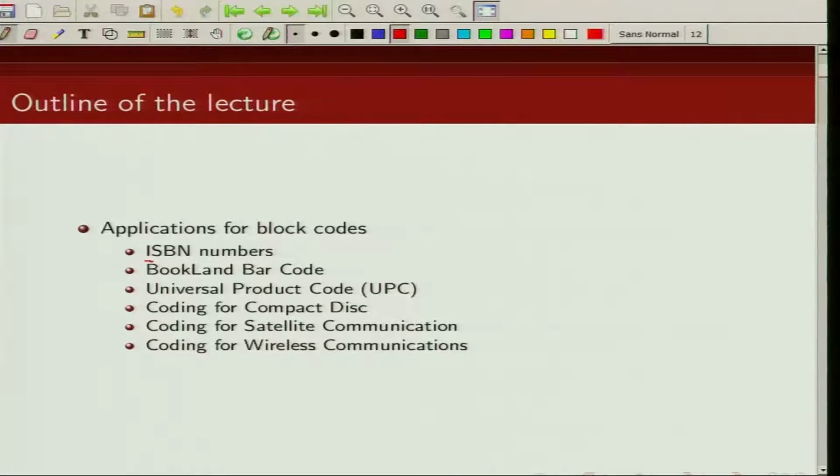In particular, we are going to talk about the ISBN number, and how an error detecting code is used in it. Similarly, we will talk about the application of error detecting codes in the Bookland bar code. We are also going to talk about the application of error detecting codes in the UPC code as well as the European Article Number. And then we are going to talk about applications of linear block codes for compact disc, for satellite communication, and for wireless communication.